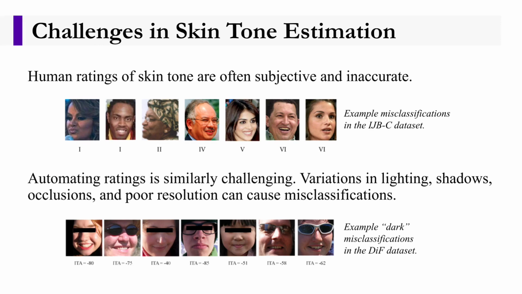Ultimately, both manual and automated ratings have their own challenges. In the first set of images, we see misclassifications from the IJB-C dataset. From left to right, the images are labeled with skin tones 1 through 6, although from visual inspection, it seems apparent that these skin tones are almost exactly opposite of what they should be. In the bottom image, we see misclassifications in the DIF dataset. All of these images shown have ITA values that map to the dark skin type, while clearly, upon inspection, they appear to be light.